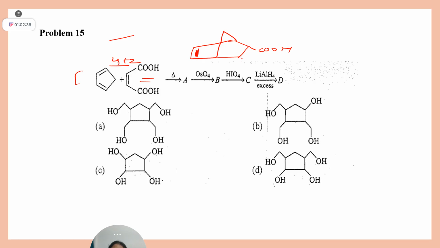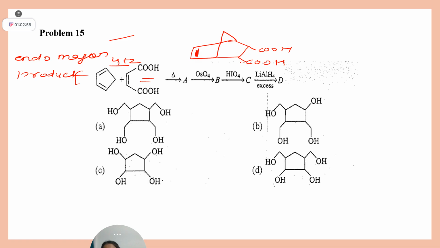COH, COH, both endo. This class is not for pericyclic reactions, but let me tell you, students, in this type of system, endo is your major product. Endo means facing downwards. Endo is your major product.